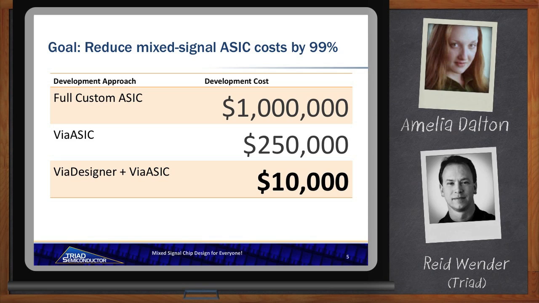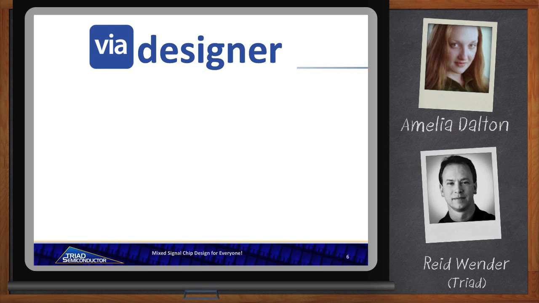How are you going to help me? Help me bridge from systems to custom IC. That's really the focus of what I wanted to talk with you about today. Via ASICs help you reduce costs from $1 million down to $250,000. For you to be able to do the design yourself as a systems designer, we want to show you ViaDesigner. It's mixed signal chip design software for everyone.